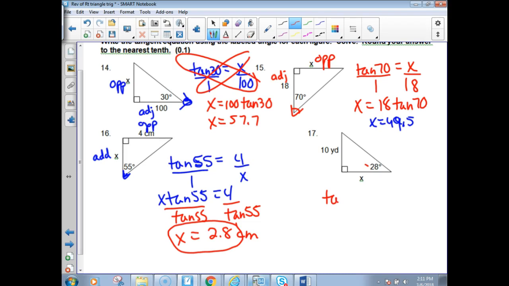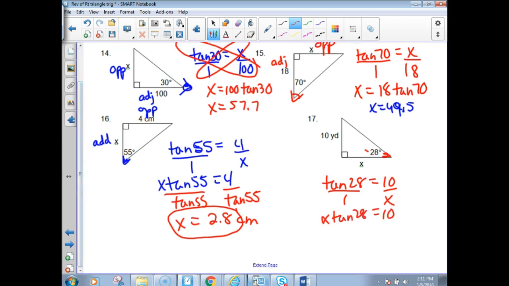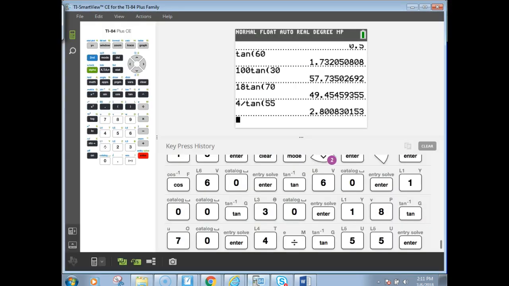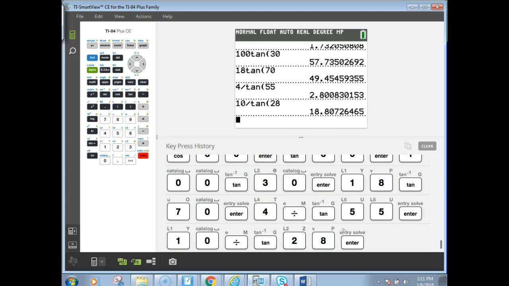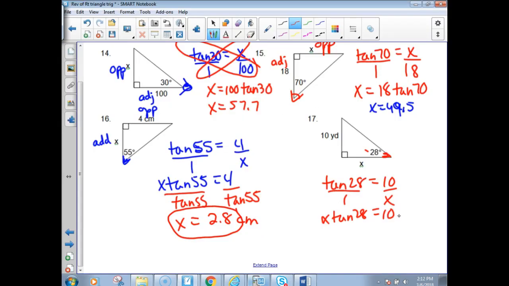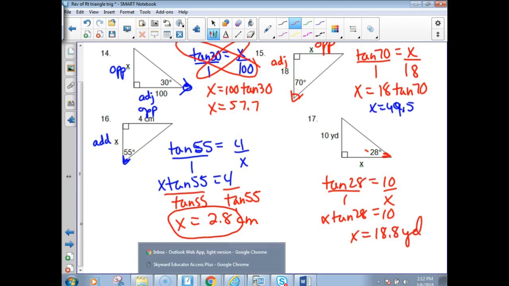Number 17 is similar in that we have to start with the 28 degrees, and the opposite leg would be the 10, and the adjacent leg would be the x. So we've got x times the tangent of 28 equals 10. We'll do 10 divided by tan 28. Those are probably the only ones that most students usually have trouble with. 18.8, because they might have assumed that every time the x is on top, and it's not. And that's in yards.